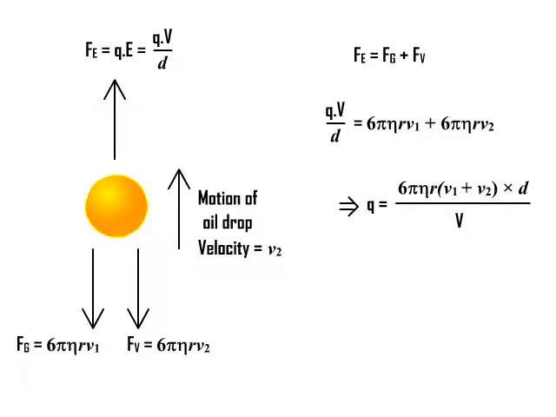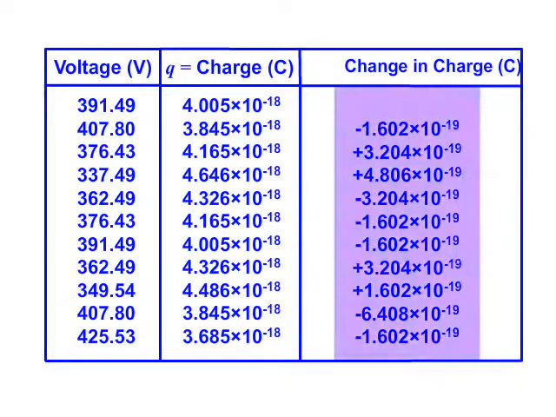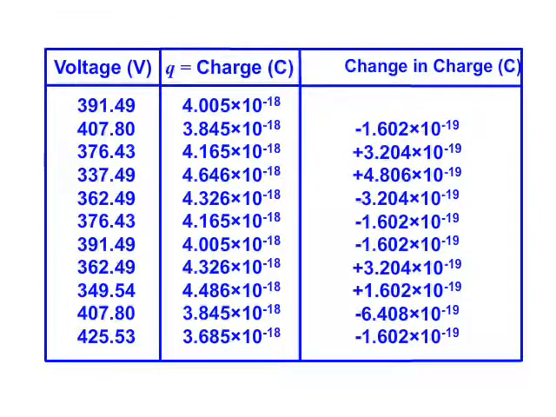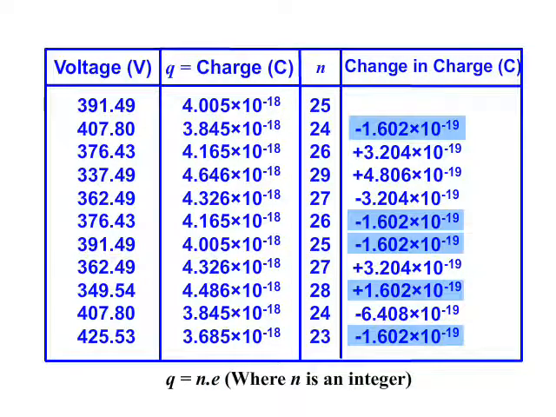Now Millikan prepared a chart like this. The chart showed the charges he got on the oil drops, and he found the difference between two charges like this. It was noted that the charge on an oil drop is always an integral multiple of a minimum charge, and the minimum charge was found to be 1.602 into 10 to the power minus 19 coulomb. Actually, the charge was considered to be due to electrons being attached to the oil drop. So this minimum charge difference between two oil drops was taken as the charge of an electron, which was found to be 1.602 into 10 to the power minus 19 coulomb.